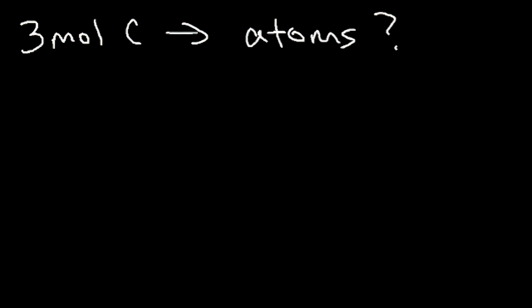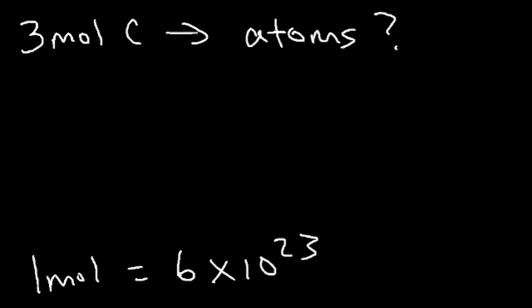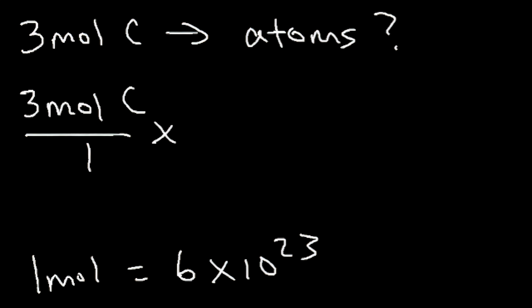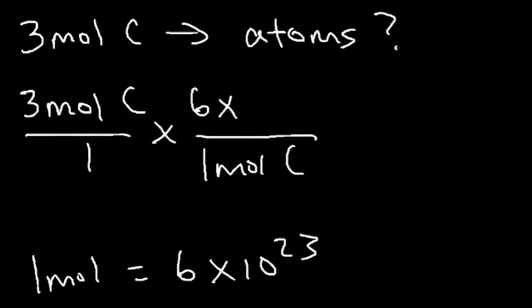So to answer this question, we need to use Avogadro's number. 1 mole is equal to 6 times 10 to the 23. It's really 6.022 times 10 to the 23, but I'm going to round it to 6 times 10 to the 23. So let's start with 3 moles of carbon. 1 mole of carbon is equal to 6 times 10 to the 23 atoms of carbon.